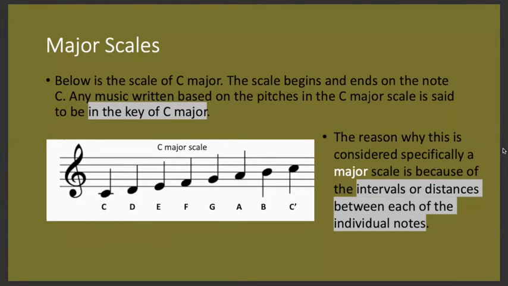Major scales. Below is the scale of C major. The scale begins and ends on the note C, hence its name. Any music written based on the pitches in the C major scale is said to be in the key of C major. The reason why this is considered specifically a major scale is because of the intervals, or distances, between each of the individual notes. I'm going to show you this more clearly on a keyboard diagram in the next slide.